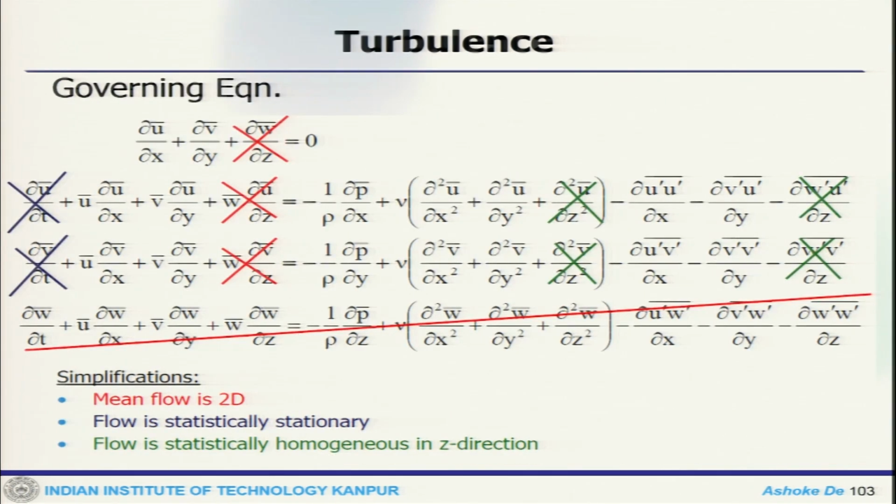Now, coming back to that, we had a mean flow in 2D. So, we got rid of this term, this term, this term, this term, because the flow is statistically stationary and statistically homogeneous in the z direction. So, that takes out this particular equation. So, this is the equation we started off with.